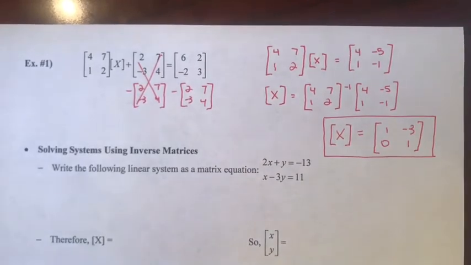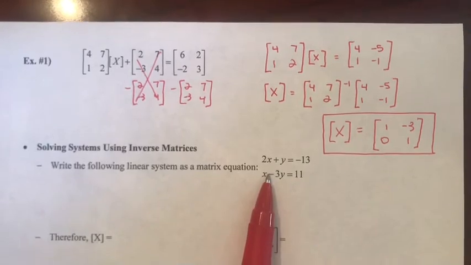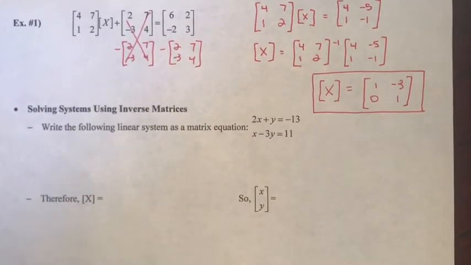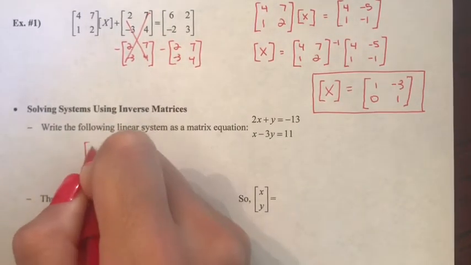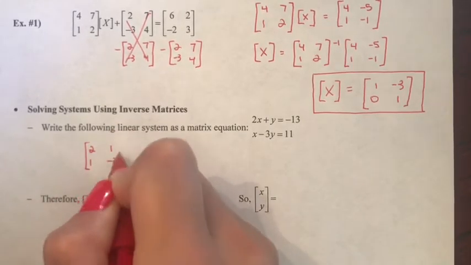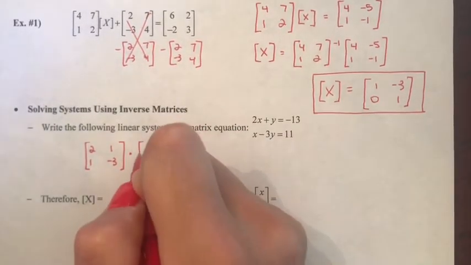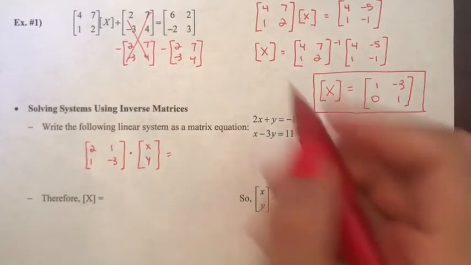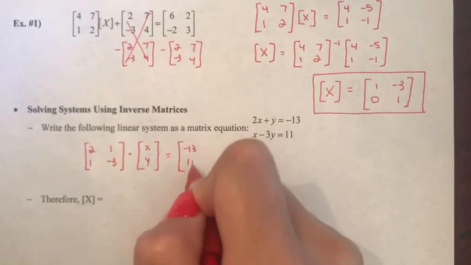Now, the last type of problem that we're going to be solving are actual systems that are written out the way that we're used to seeing them. And to do that, we're going to go back to one of those previous problems we saw and write this as a matrix equation. So we're going to have the coefficients as one matrix. Our variables are just x and y, so that always goes into a column like this. And our constants are on the other side.